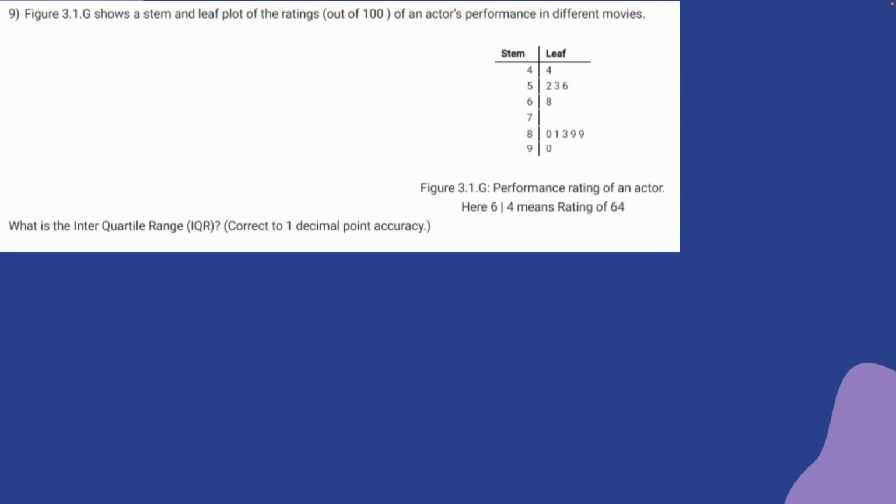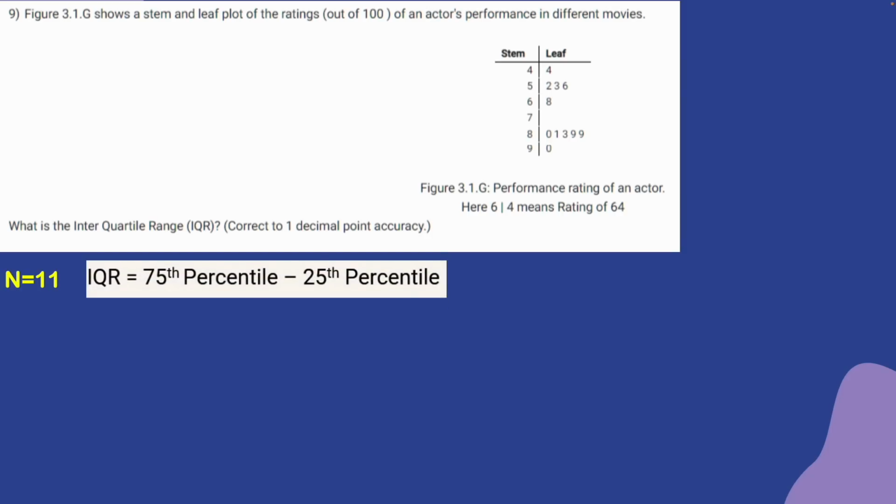Okay, so coming to the next question, there is shown a stem and leaf plot of ratings out of 100 of an actor's performance in different movies. We have to find the IQR. Okay, over here n is 11. We have to count the number of leaves, and the number of leaves over here is 11, and IQR, as we know, is 75th percentile minus 25th percentile.